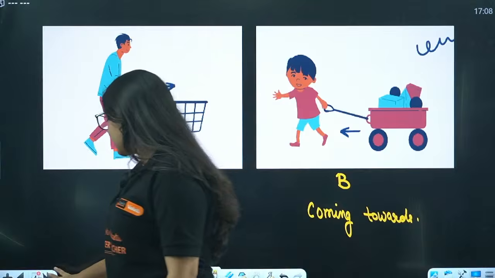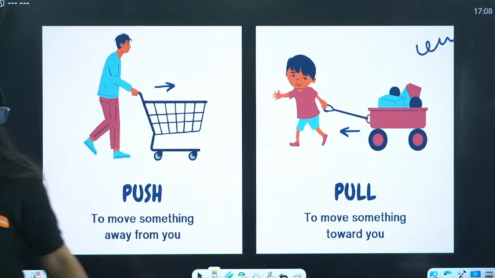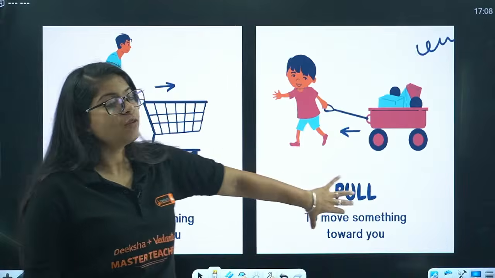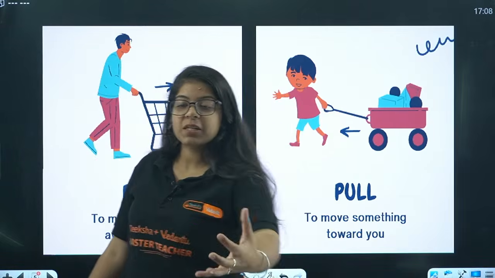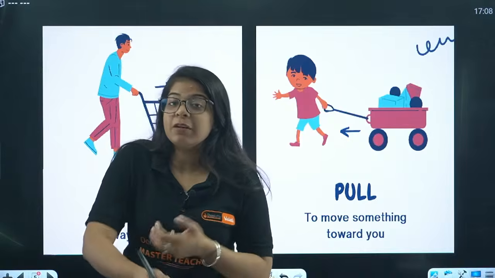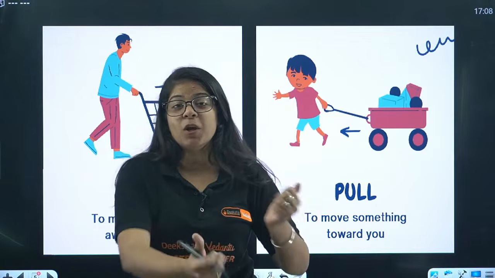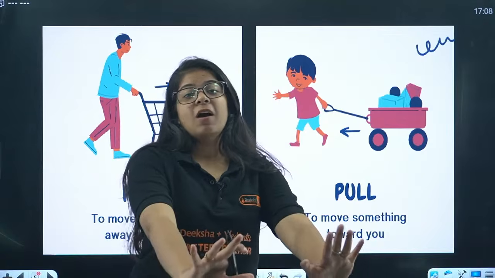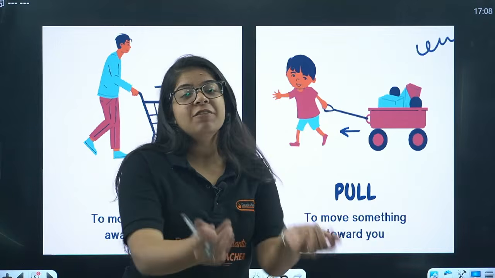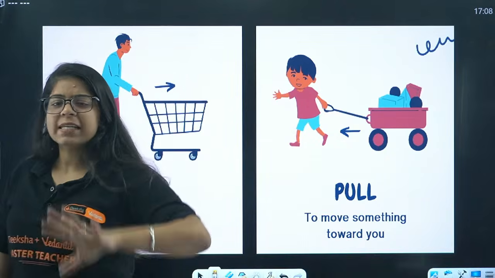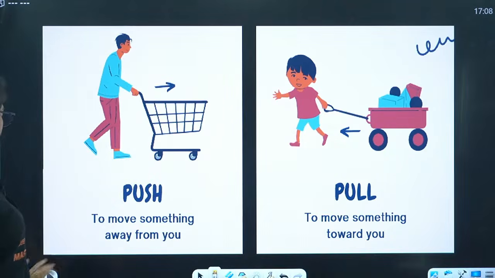So basically, push, beta, is something to move away from you, and pulling is to move something towards you. When something is coming towards you and you are applying force on it, you are pulling it, then it's a pull. But if you are applying force and it's going away from you, then it is called pushing. Done. The basic definition of push and pull.